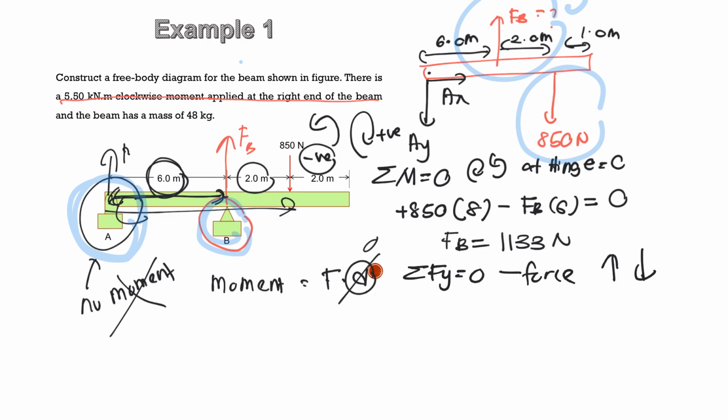Mostly students are going to put upward as positive and downward as negative. Now we focus only on force, which means only Fy, not Fx. The 850 is definitely in the y-axis, so it's downward, so it should be negative 850. And FB is positive, upward here. You just put the answer, so it's going to be plus 1133.